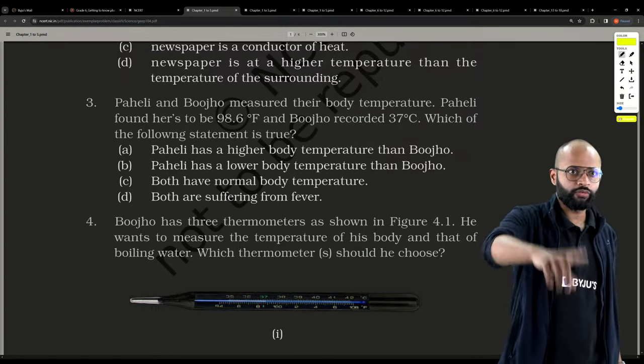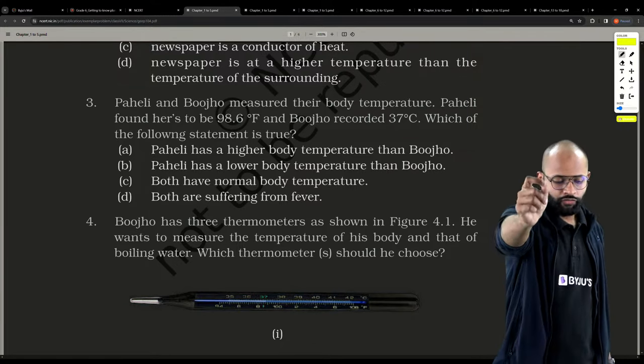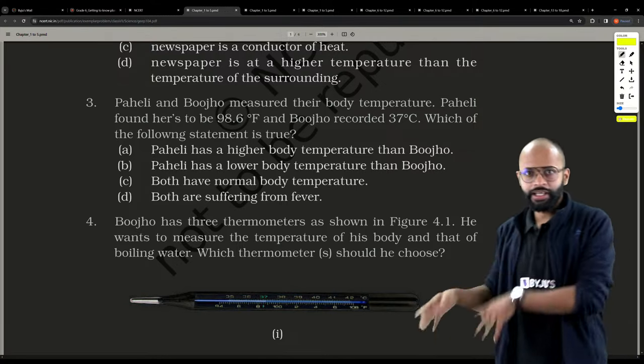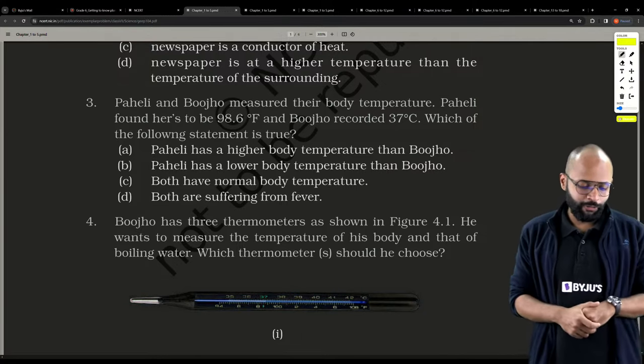Wood is a good or bad conductor? Wood is a bad conductor. But air is a worse conductor. Worse than air is vacuum. Which of the following statements is true?